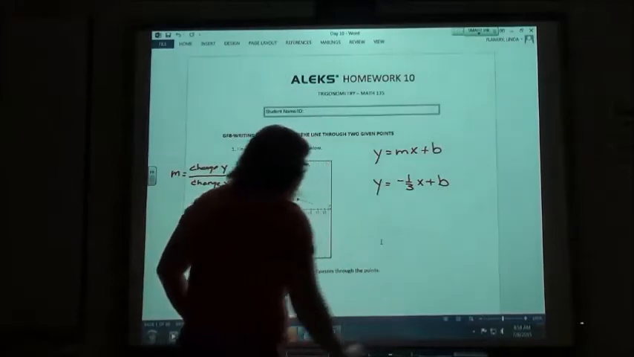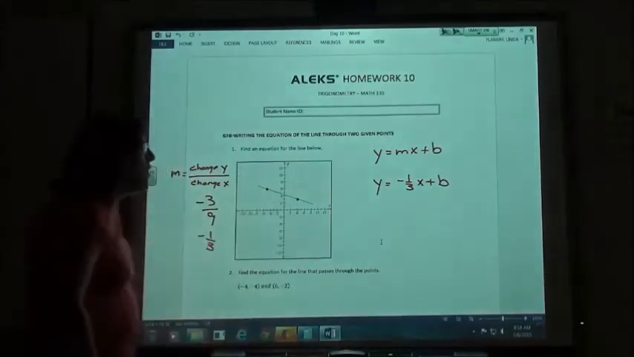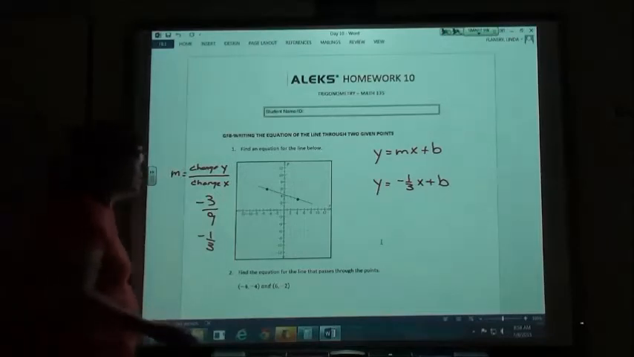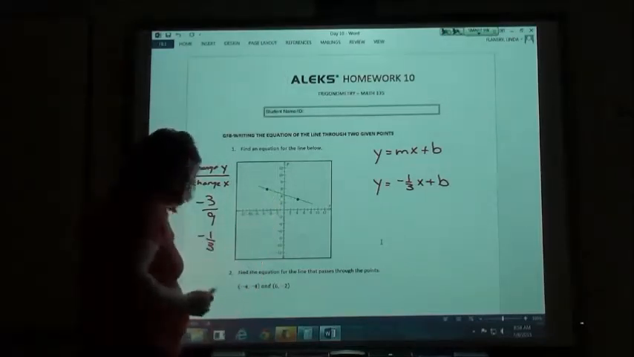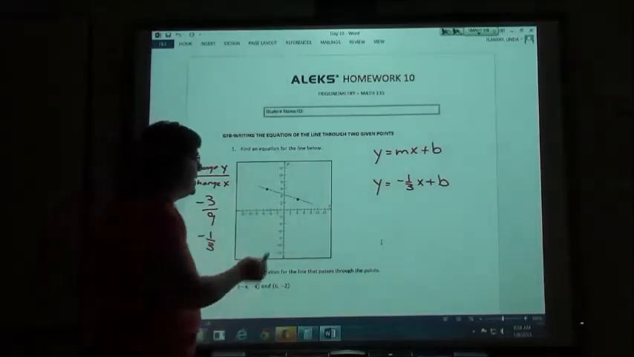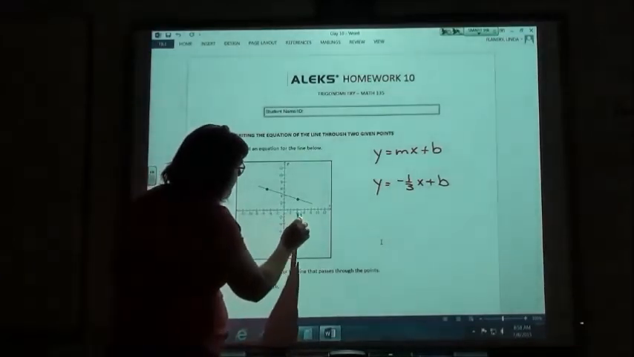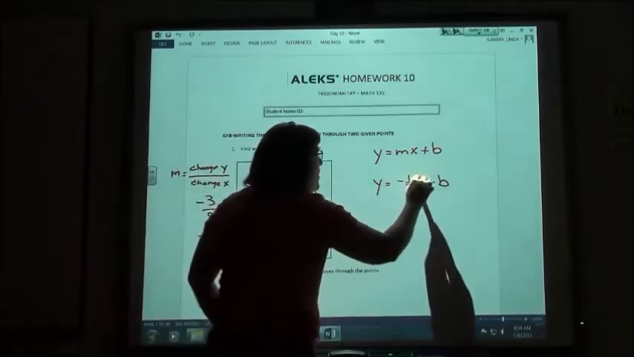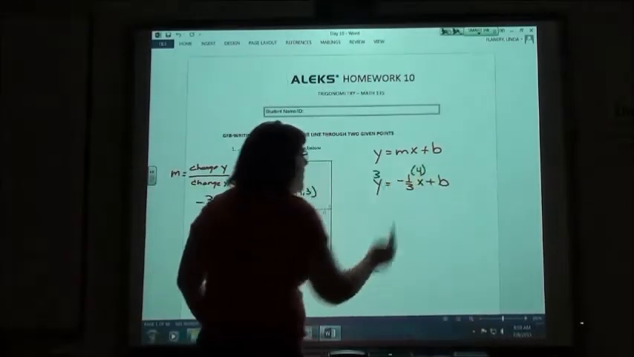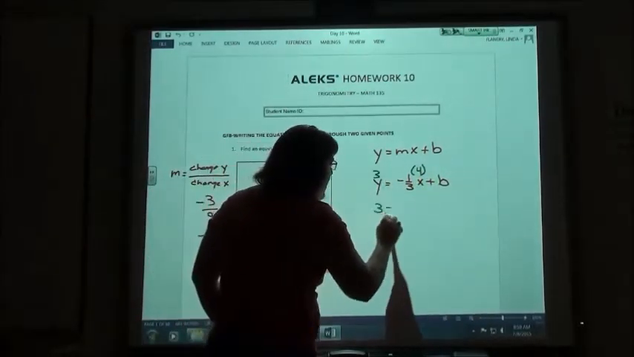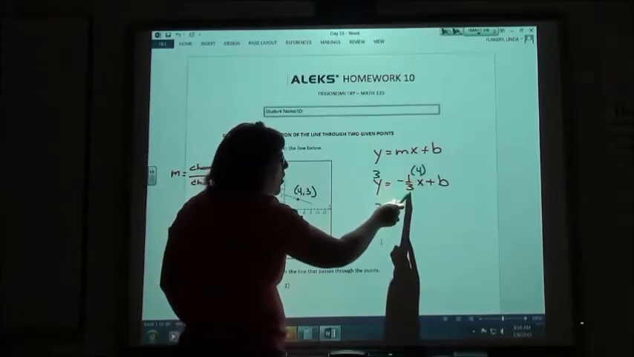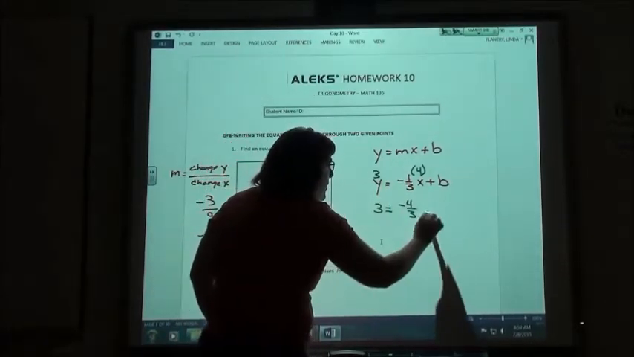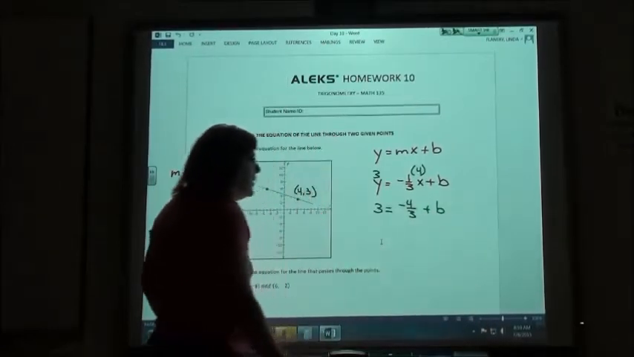What I'm going to do then is use the coordinates of one of those 2 points for my x and my y to find my y-intercept. I can tell it's 4 and something, but I don't know exactly what it is. So this point is at 4, 3. So I'm going to put 4 in for my x, 3 in for my y. 3 then is going to equal, if I take -1/3 times 4, I get -4/3 plus b.